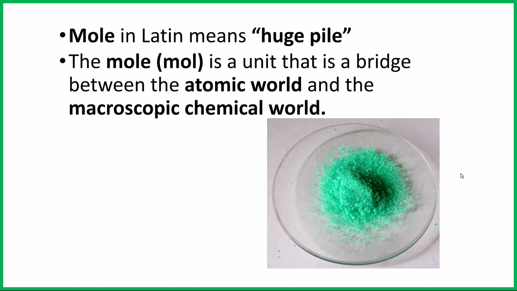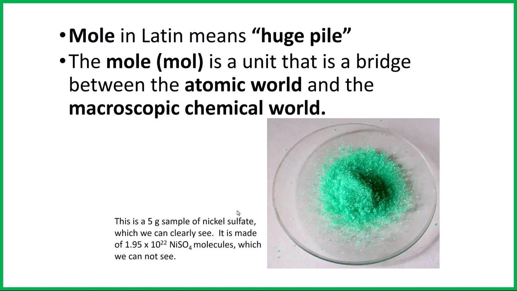So what do I mean by that? Well, this is a 5-gram sample of nickel sulfate. Here we have an ionic compound of nickel sulfate, which we can clearly see. It is made of 1.95 times 10 to the 22nd nickel sulfate molecules, individual molecules or particles, which we cannot see.